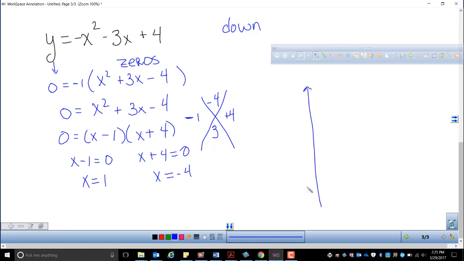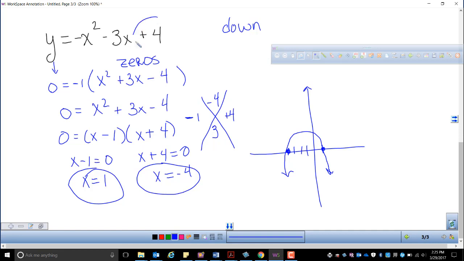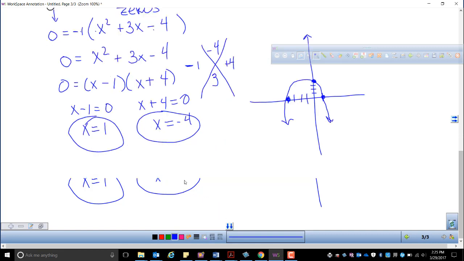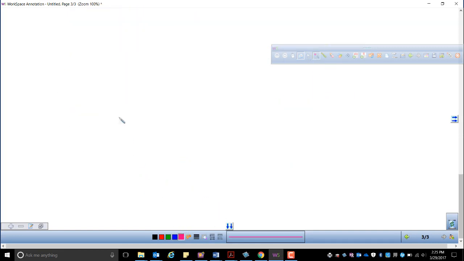So then I graph them. 1 is here, right here, and negative 4 is right here. Now I'm just going to estimate because I know this one opens down, so this probably looks something like this. It's just an estimate. Okay, but these are the zeros, the x-intercepts. Oh, I do know that the y-intercept is 4, right? 1, 2, 3, 4. There you go. So it looks something like that. So that's a special case. So if this is negative, you need to take out a negative 1 and change all of these signs, and then you factor.